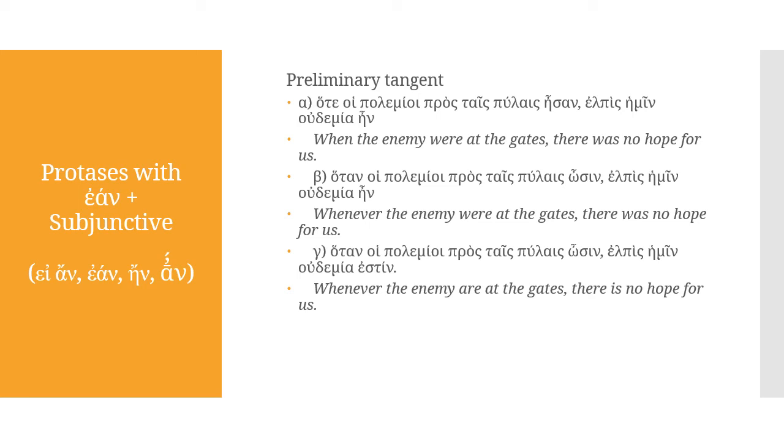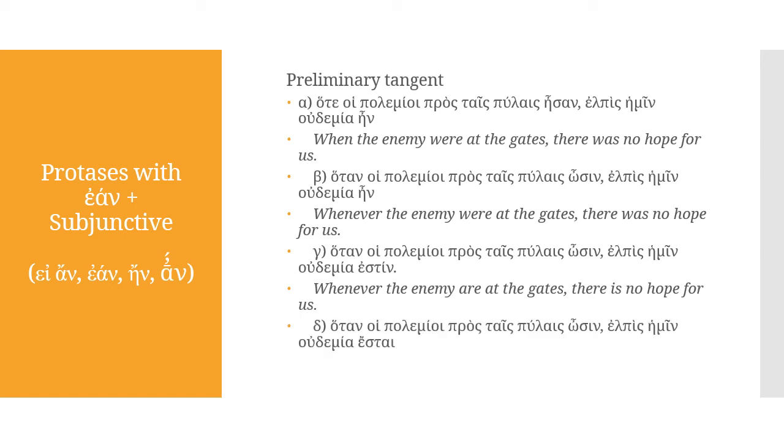I could say whenever the enemy are at the gates, this could be in the middle of the siege, or this could be, looking towards a siege, there's no hope for us at that point. It could also be general. That is, we might be a city that is continually being besieged, and every time the enemy gets to the gates, that's the point at which there's no hope for us.